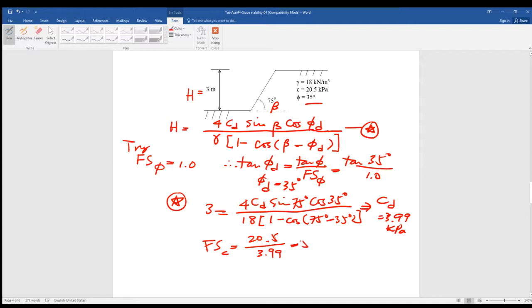It's equal to 5.1 here. This one is 1.0, but you got 3.1. So that's no good, right? No good. Give an NG there. No good. So what should you do?